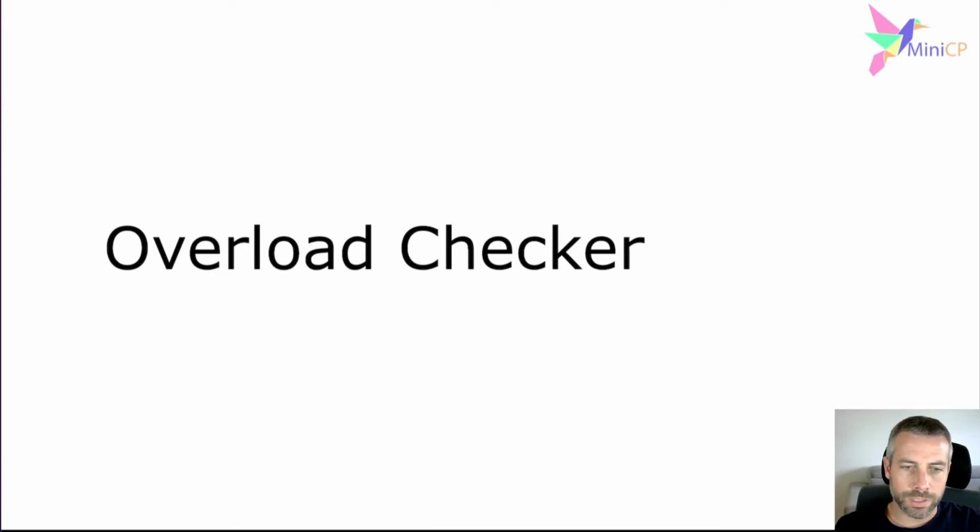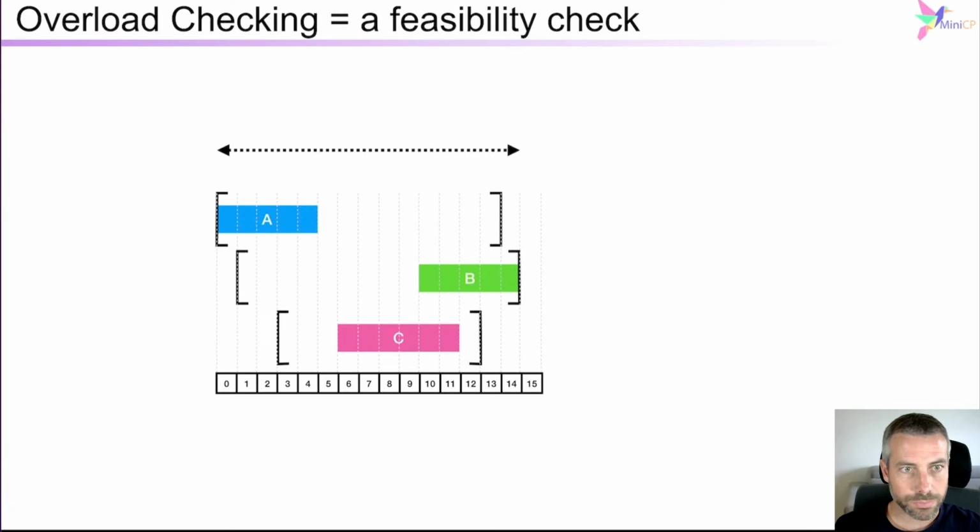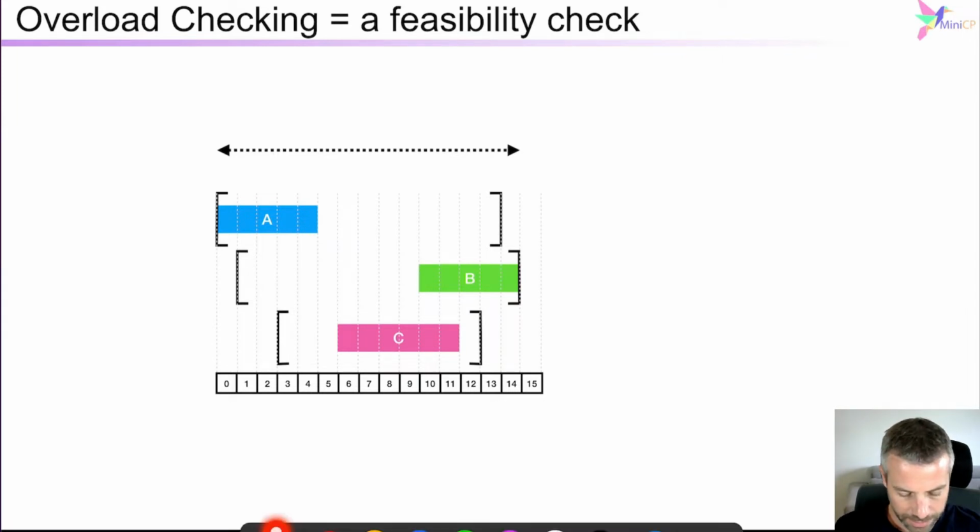The overload checker is a first feasibility test for verifying the feasibility of a disjunctive constraint. The intuition is the following. So you have, on this example, 3 activities A, C, and B. And as you can see, that's the time window for the 3 activities. So if you take the union of the time windows, this is what you get.